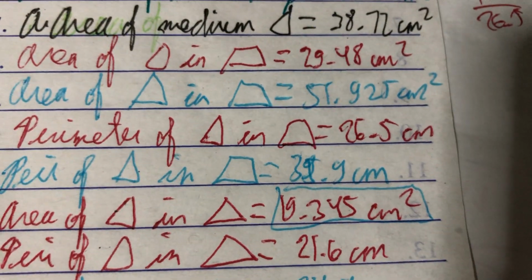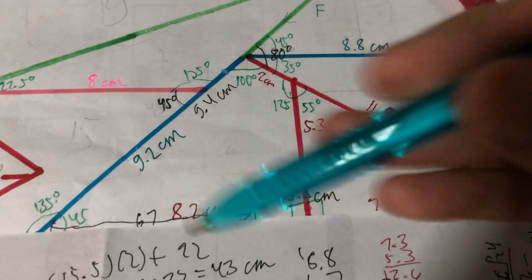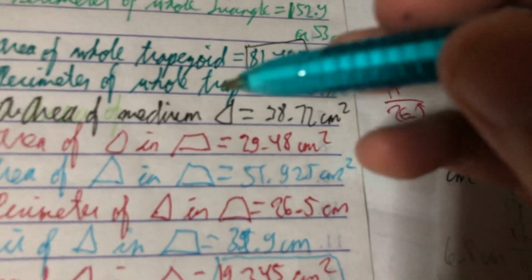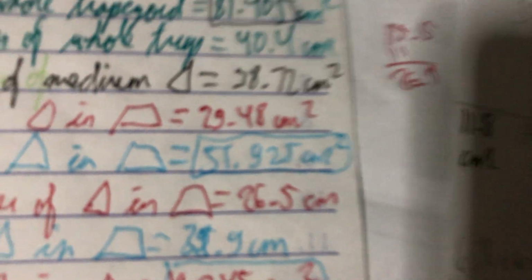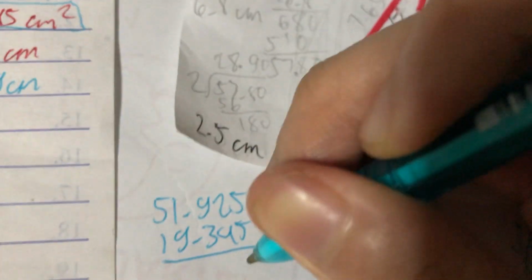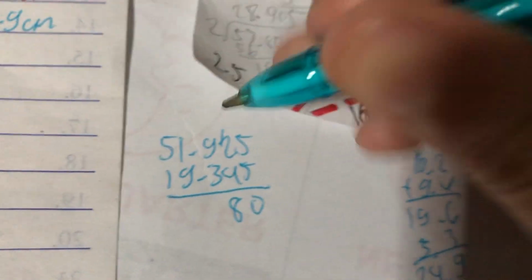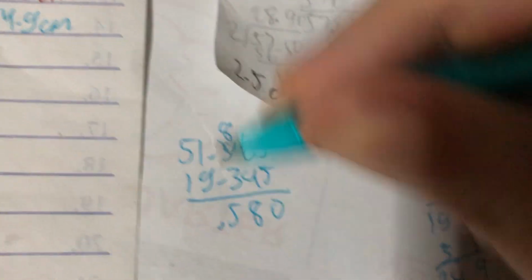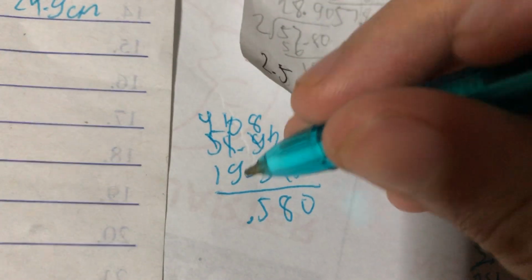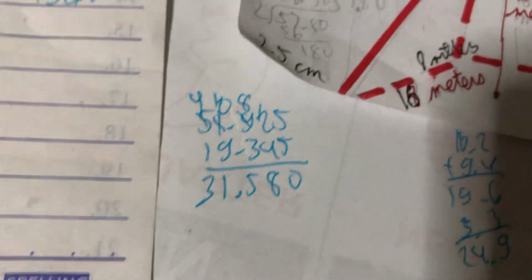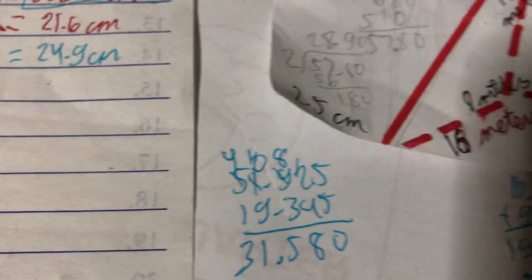19.345 square centimeters. But what is the area of the entire triangle that is found in this trapezoid? The area of the entire triangle in the trapezoid is this. So we need to subtract. So 51.925 minus 19.345. We should get, this is 12, 8, 8 minus 3 is 5. Then this becomes 50. 1 and then 3.